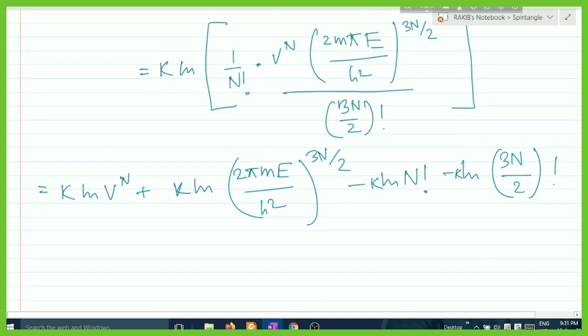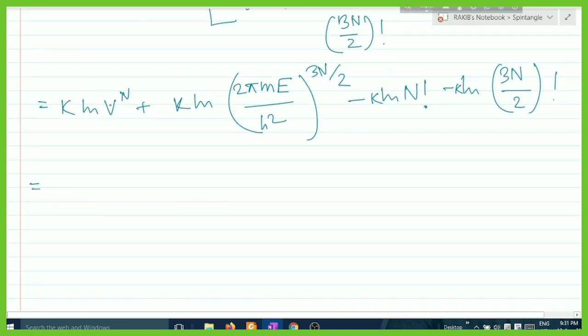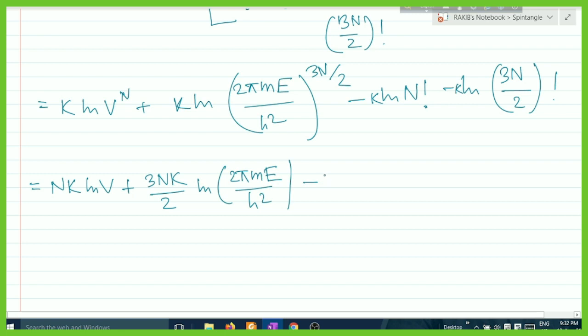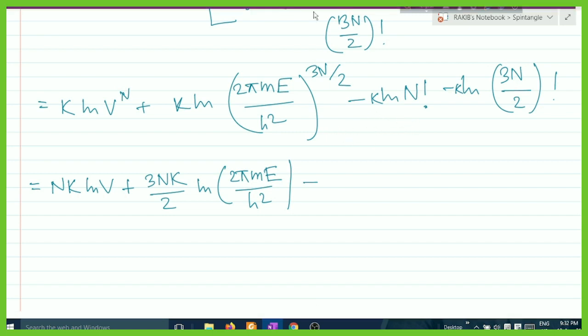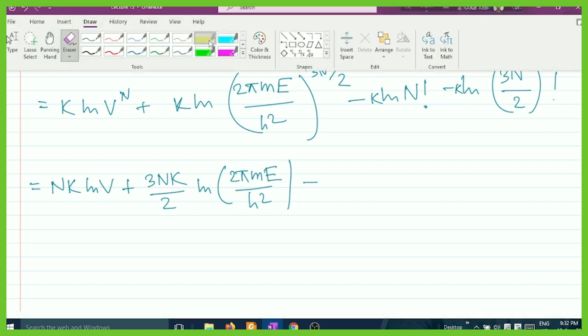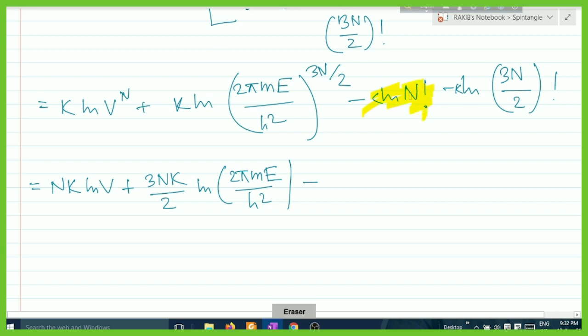So let's do this carefully. The first term is nk ln V, plus there will be 3nk upon 2 ln (2 pi m e upon h square), minus k ln n factorial. For this you can use Stirling's approximation. So it becomes kn ln n minus kn, and there will be a 3nk term as well.